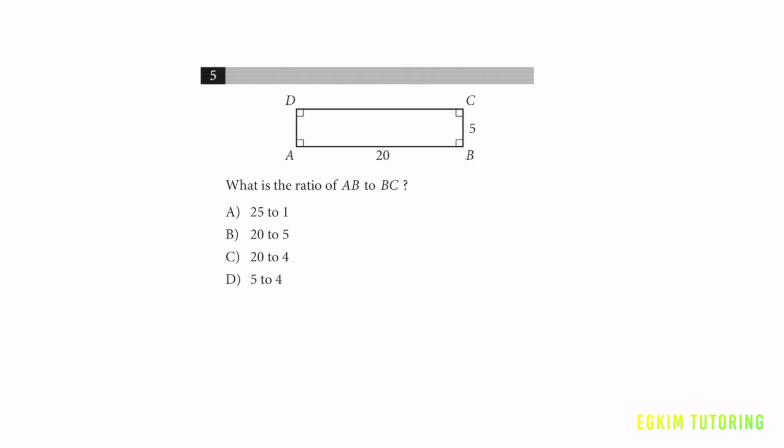Question 5. What is the ratio of AB to BC? All you have to do here is just read the measurements. So the length of AB is 20, the length of BC is 5. So it's just 20 to 5, which is just answer B.